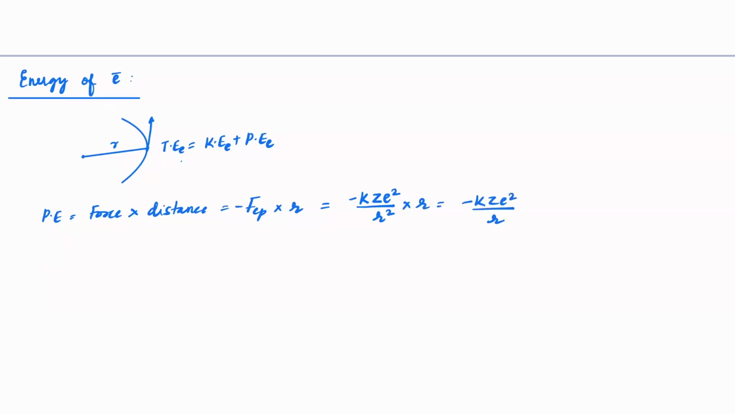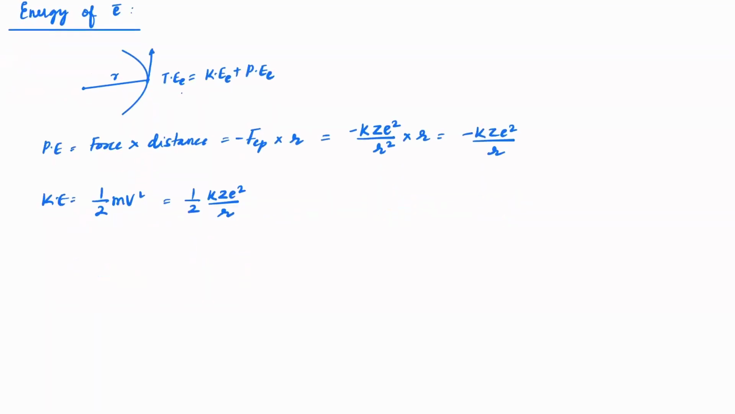This is potential energy. Kinetic energy is equal to simply half mv², which is equal to half into kze² by r, as we learned already. So you can see the total energy is the sum of these two. After adding these two, you will get minus half of kze² by r. So this is the total energy you will get.